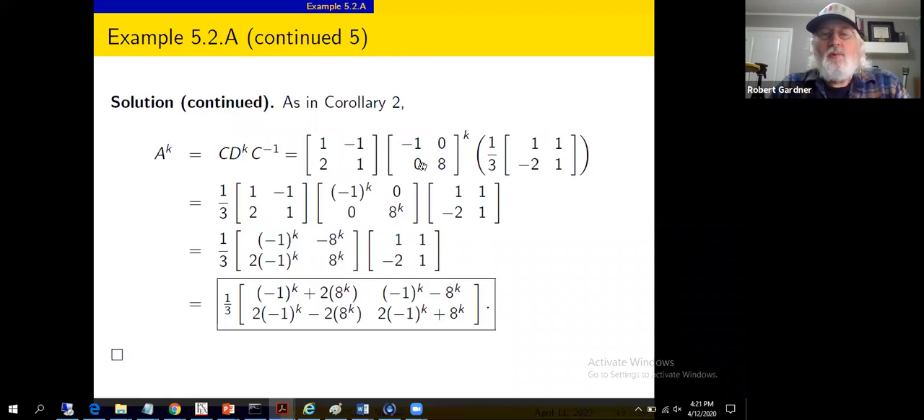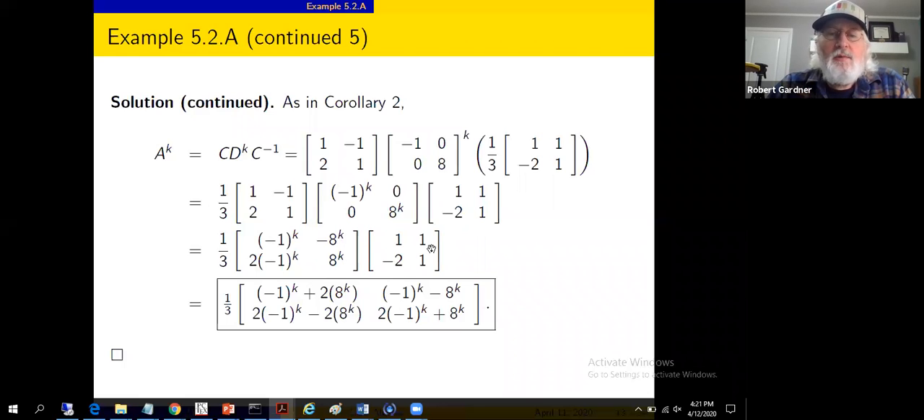So we did what we did to get from this step to raising a diagonal matrix to the kth power instead of matrix A. All right. Now we need to do our row times column work to get this as a single matrix instead of a product of three. Okay, let's see. I've got some negative 1 to the k's and some 8 to the k's. We'll just leave it in terms of k. We don't have much choice because you don't know what k is.